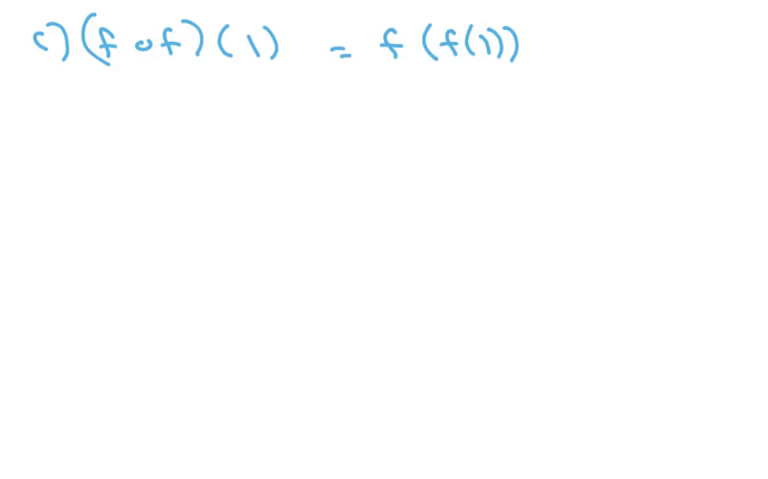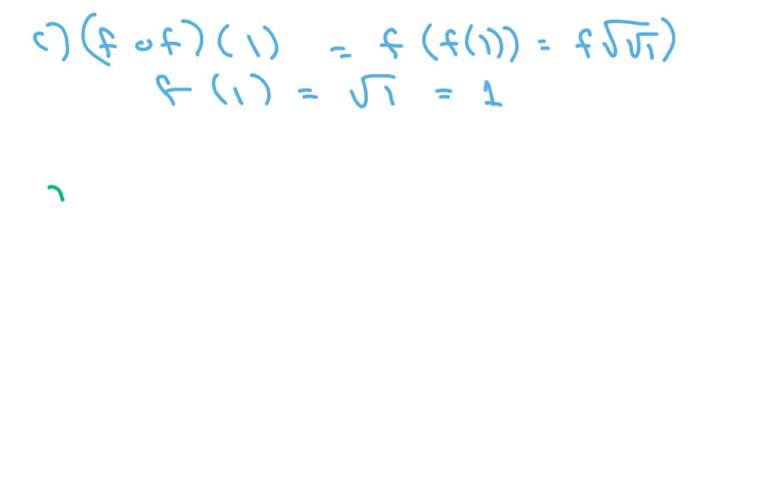The third one is f of f of 1, which equals f of the square root of 1, which is just 1. So we get f of 1, which equals the square root of 1, which equals 1.